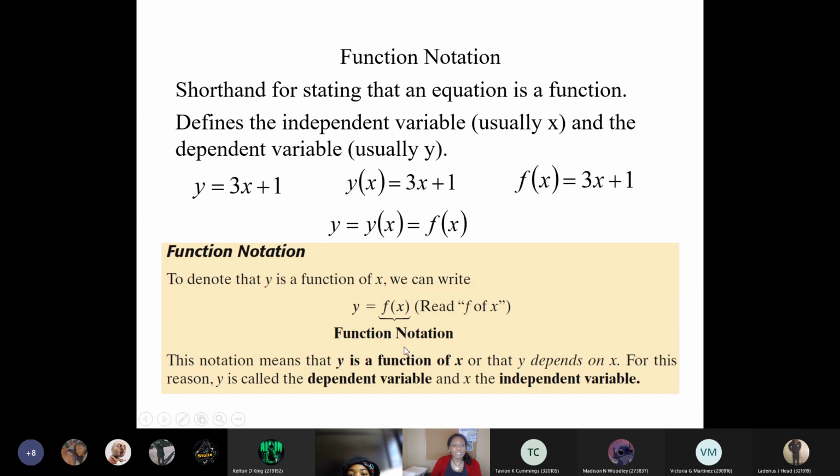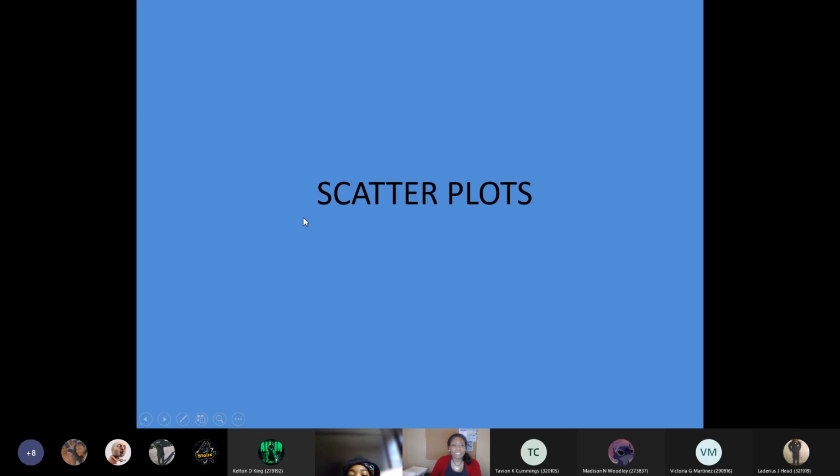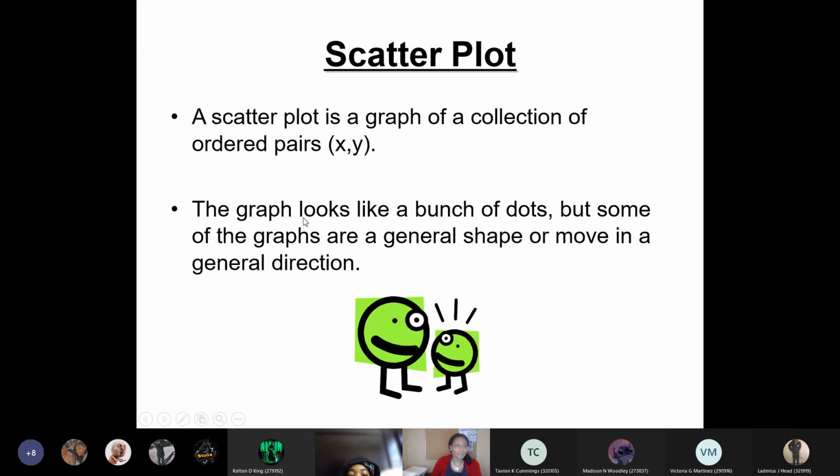We also discussed function notation and what it means. We have gone over this, so I'm not going to get deep into it today. We need to get into scatter plots because we don't have much time. We have a shortened day. A scatter plot is a graph of a collection of ordered pairs. The graph looks like a bunch of dots, but some of the graphs are a general shape or move in a general direction. I'm telling you about scatter plots because this will be on your 10 ready.